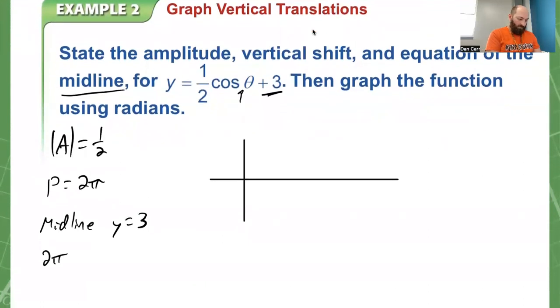Take my 2 pi divided by 4 pieces, so that comes out to pi over 2. So we'll start up here. We'll go 1, 2, 3, 4: pi over 2, pi, 3 pi over 2, and 2 pi. So my cosine is going to cross, low point, cross, high point again.